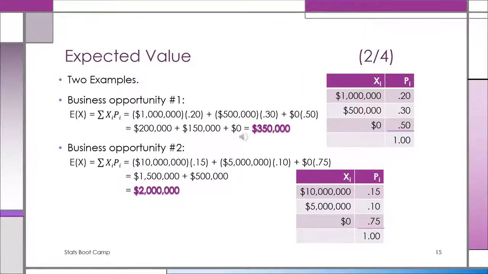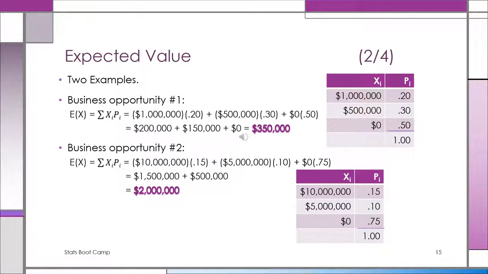E of X, that's called the expected value of X. And it turns out for this problem, the expected value of X is $350,000. If you were able to do this business deal over and over again, you'd average out making $350,000. Of course, you do it once, you're not making $350,000, you're either making $1 million, $500,000, or zero. But the expected value, which is a long-run kind of probability, is what you'd expect to make if you keep doing this over and over again, $350,000.